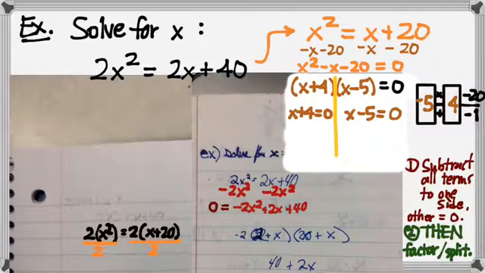How do I solve the first equation? x plus 4 equals 0? Subtract 4, exactly. So that x equals negative 4. And the second equation, x minus 5 equals 0. Add 5. And our two solutions to this equation are x equals negative 4 and x equals 5.